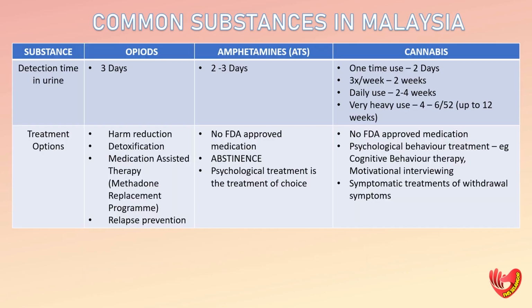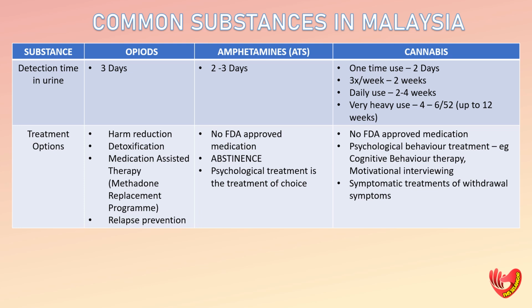Now, which substances can be detected in urine? From this table, it is simplified that urine detection for each drug can last up to 2 to 3 days after last use, but may be detectable longer in patients with very heavy use or specific substances.